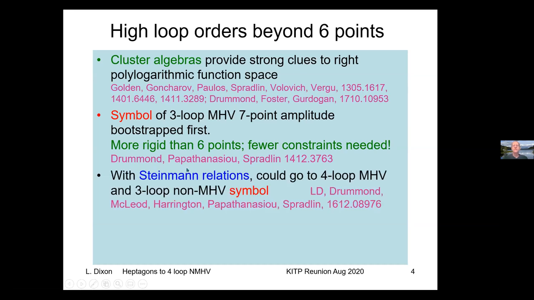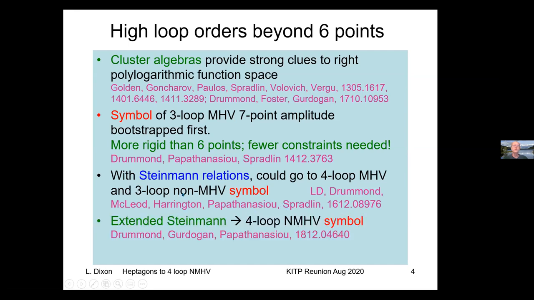Also, with the Steinmann relations, one could restrict the space even further, and using the fact that the space of functions was more tame or more under control, one could go to the 4-loop MHV amplitude and the 3-loop NMHV symbol, both at symbol level. That was work I did with James, Andrew, Thomas Harrington, Georgios Papathanasiou, and Marcus Spradlin in 2016. And then in 2018, James, Omer Gürdoğan, and Georgios applied the extended Steinmann relations, which trim the space even further, and they were able to get to the 4-loop NMHV symbol.